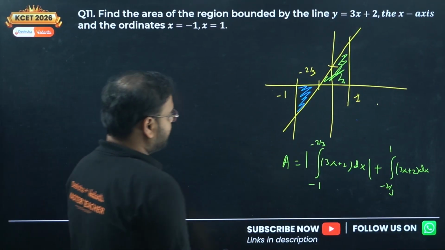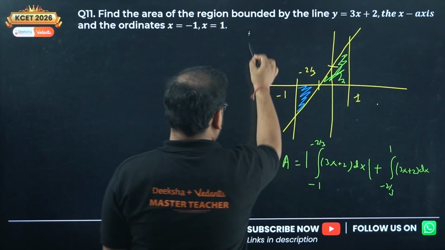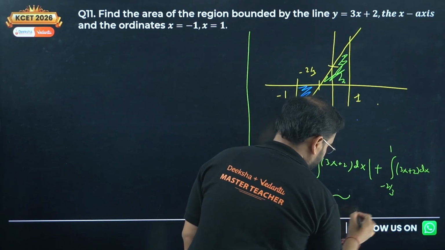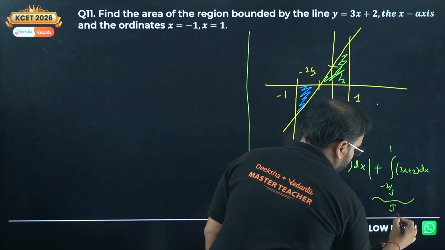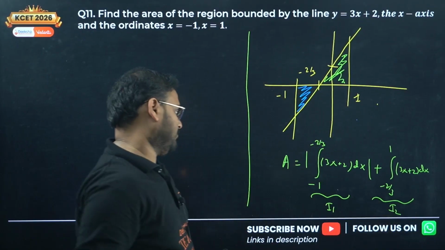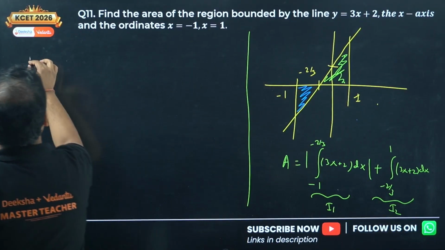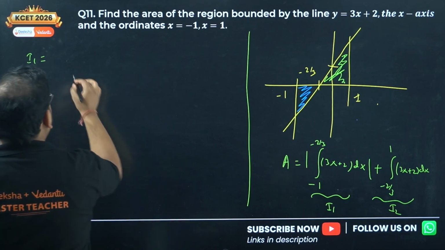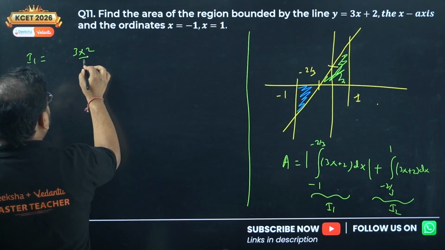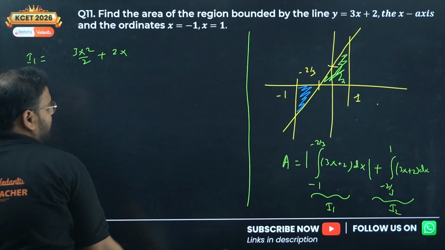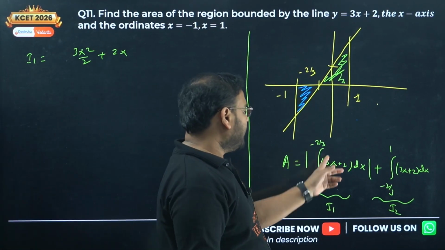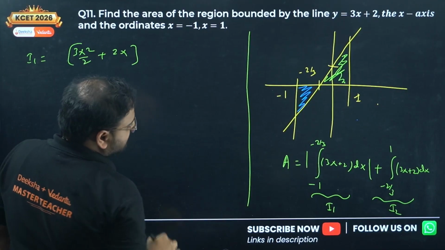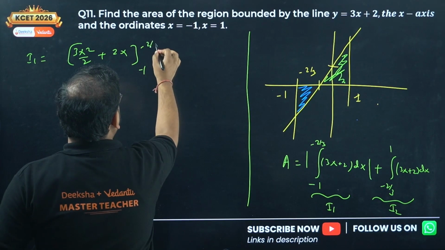Let's continue with both the parts. Let's start with this part first. I'll take this as part 1 of integration and this is part 2 of the integration, I1 and I2. So I1 will be integration, which gives 3x square by 2 plus 2x, in the limit minus 1 to minus 2 by 3.